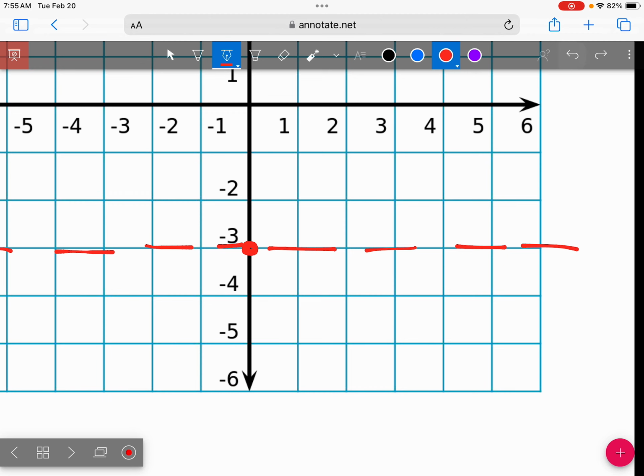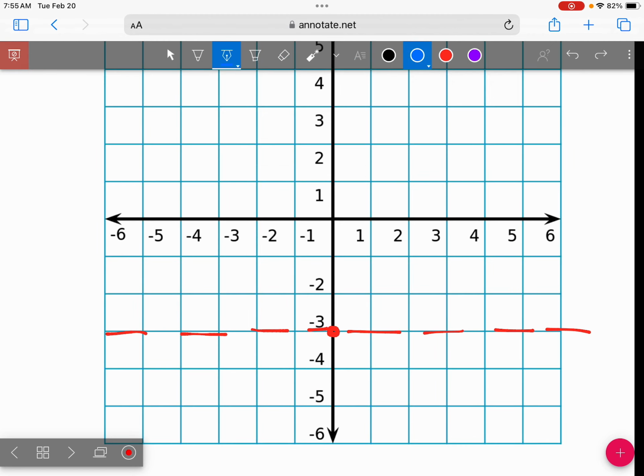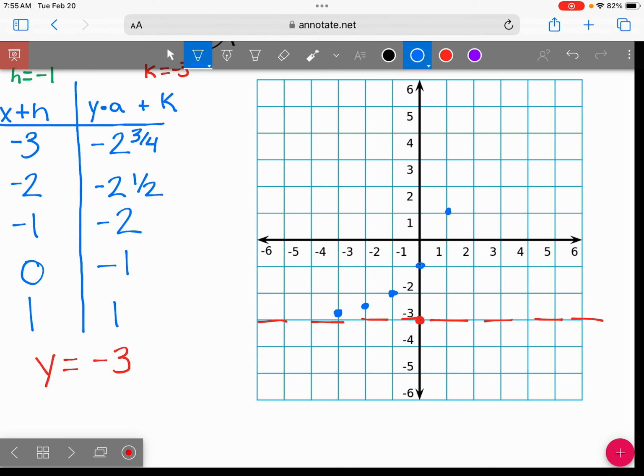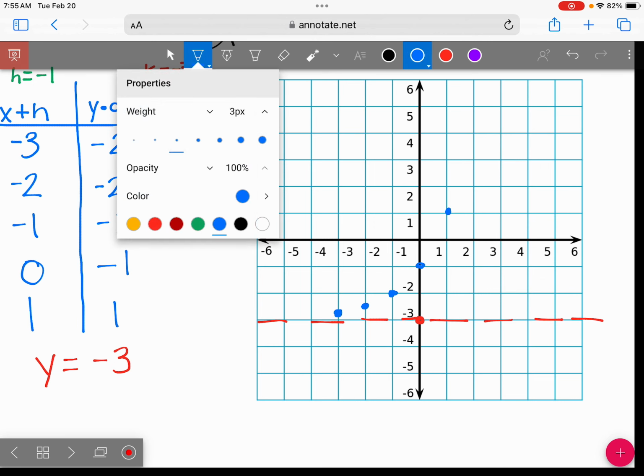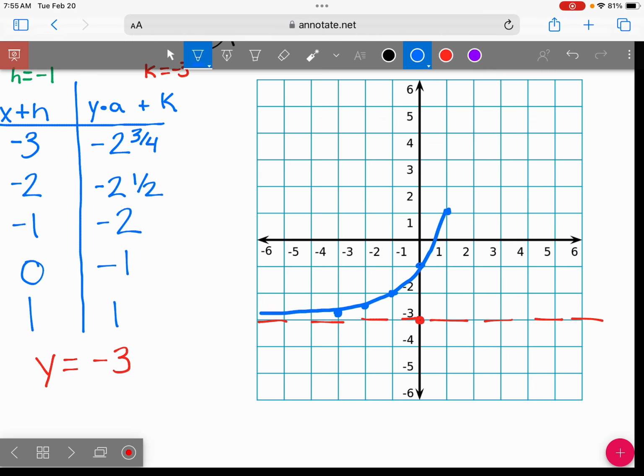So when we plot up the rest of our points, we're going to see what that looks like. So we have -3, -2 3/4. So we are just barely above this wall. -2, -2.5, -1, -2, 0, -1, and 1, 1. And we are going to wind up with a function that looks like this.